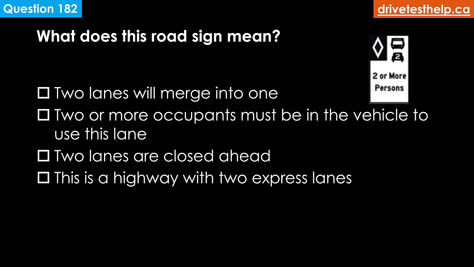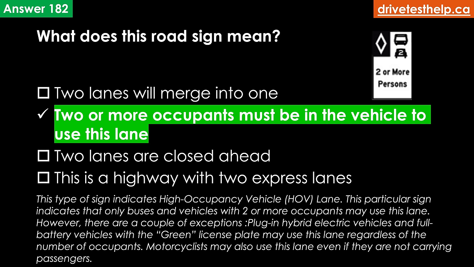What does this road sign mean? 2 lanes will merge into one. 2 or more occupants must be in the vehicle to use this lane. 2 lanes are closed ahead. This is a highway with 2 express lanes. The correct answer, 2 or more occupants must be in the vehicle to use this lane.